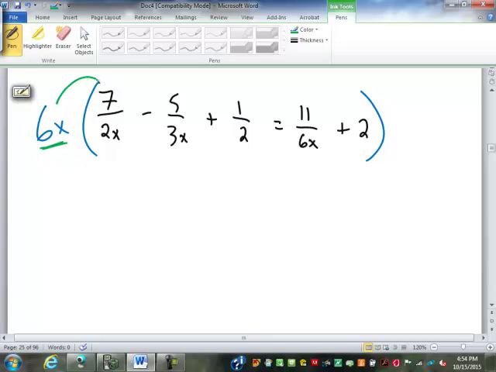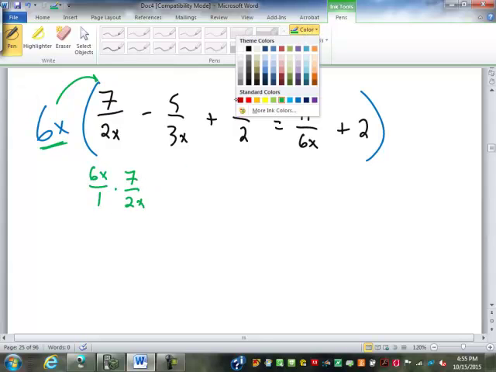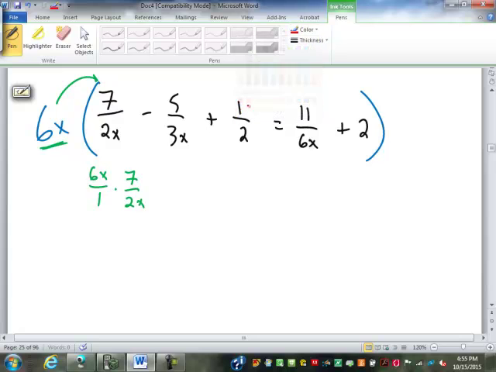So now, 6x times the 7 over 2x. So 6x over 1 times 7 over 2x. What'll cross cancel? Now, is anybody having a problem cross canceling these? Because if you have to, you can just do this. 6x times 7 is 42x. 1 times 2x is 2x. Dividing that out, 42 divided by 2 is 21. The x's divide out. That's perfectly fine to do.